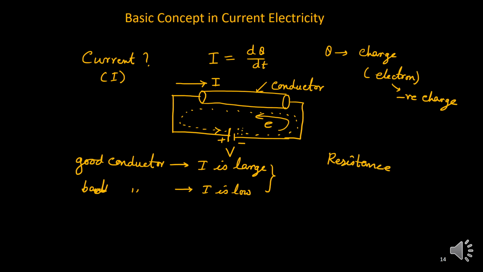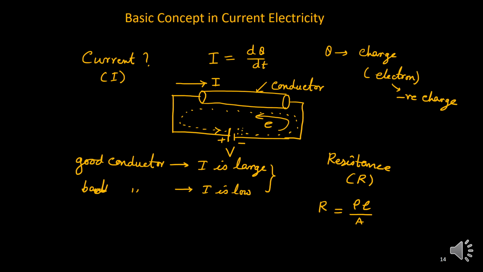Okay, so resistance is denoted by capital R. It will resist the flow of current, right? This resistance R depends on the material's resistivity rho, the length of the conductor L, and the cross-section of the conductor A. So R equals rho times L upon A. This is the resistance of any conductor.